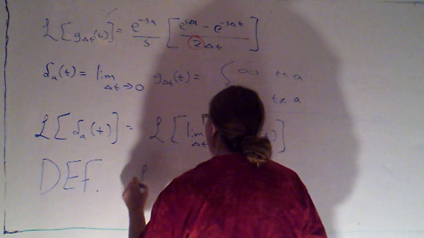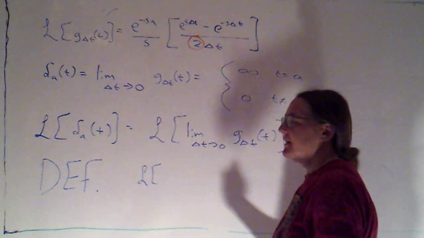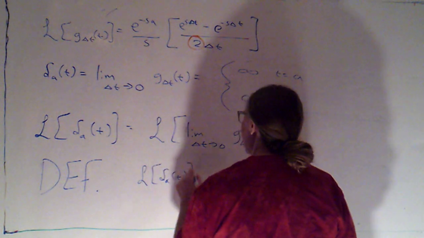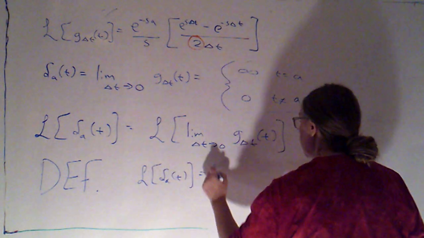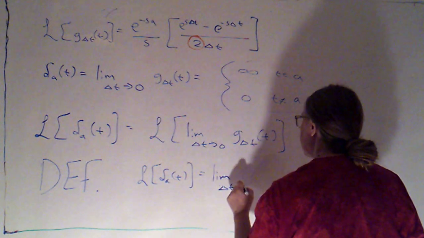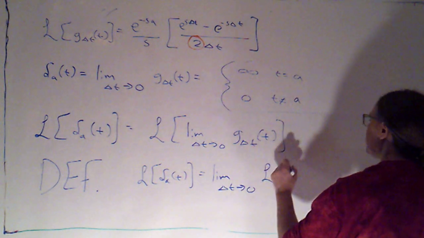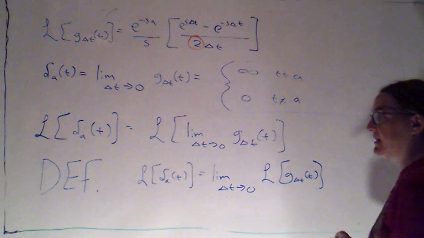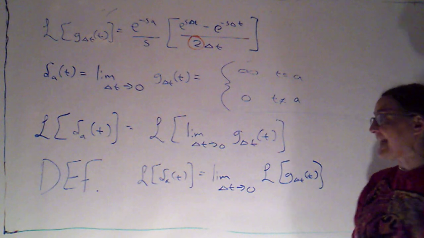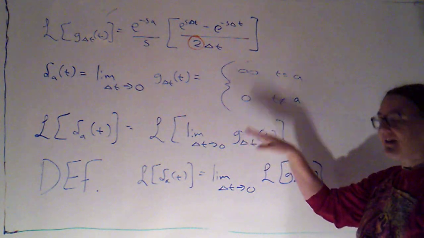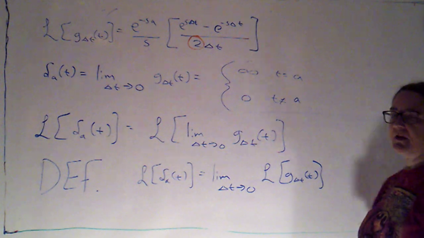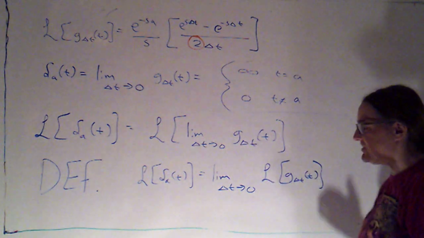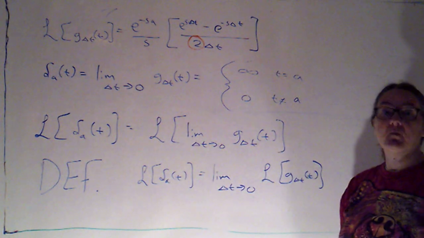I'm going to define, other people have defined the Laplace transform of the Dirac delta function to be the limit as delta t goes to 0 of the Laplace transform of g delta t of t. There's no rule that says that that's what this is. This is a definition, because there's no rule that tells me how to evaluate this, because it's not a real valued function. Okay? So we define what we mean by it.